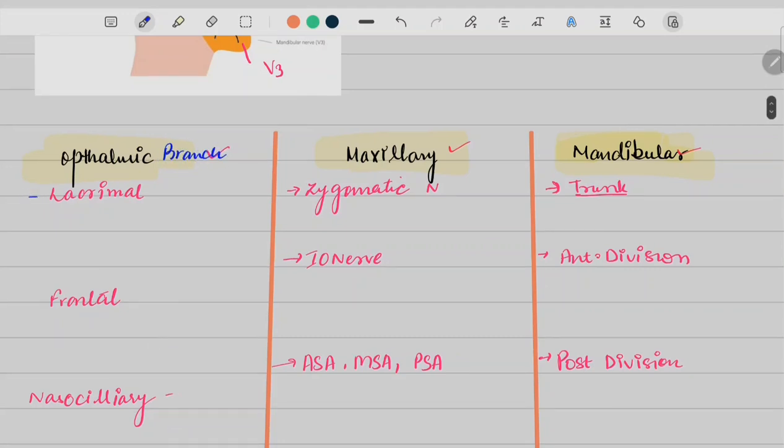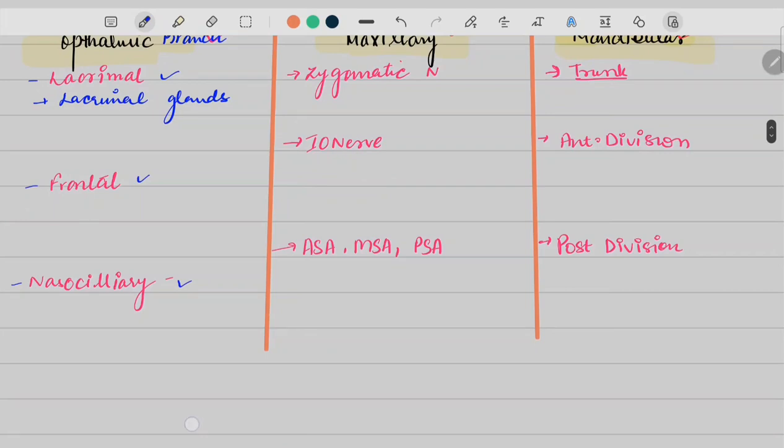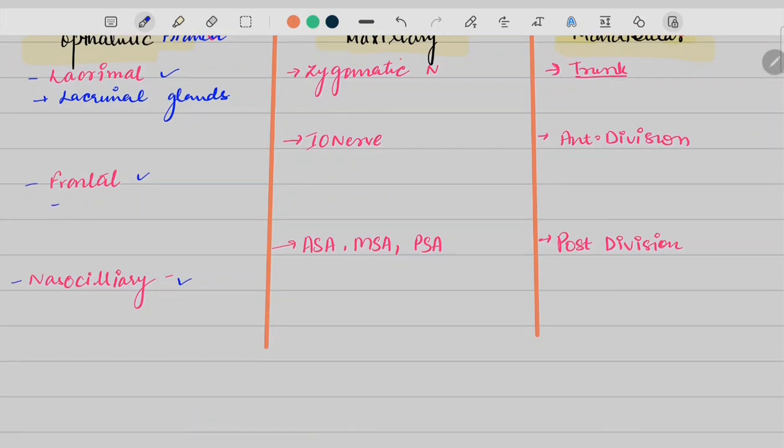It has three parts further, like it is going to supply three places: the lacrimal region, frontal region, and the nasociliary region. Now what are the nerves that are going to supply? The lacrimal nerve, that's going to supply the lacrimal glands mainly. Then coming to the frontal part. The frontal part is going to have supratrochlear and another one is going to be supraorbital.